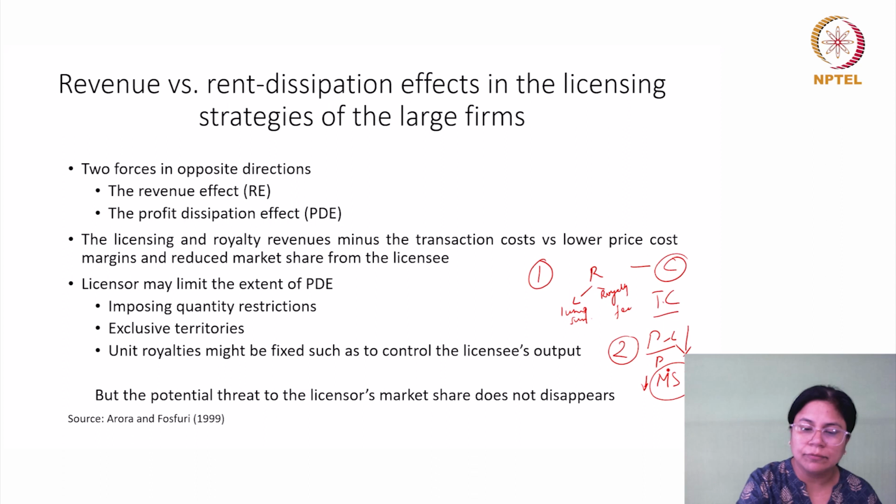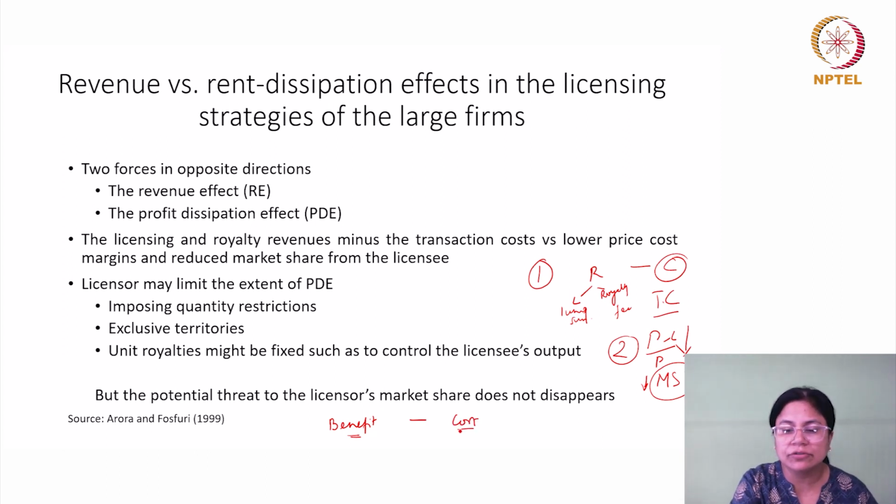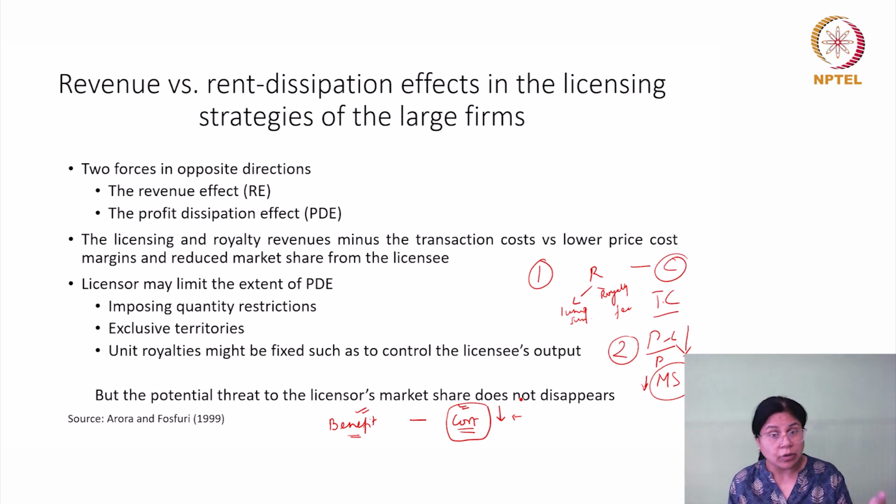So there is a benefit which will come from the first one. Please note, this benefit accounts for the different costs that will be incurred in the contractual process, and then there is a cost because of the reduction in the market share. So clearly a company would compute both of them and accordingly make the final decision. Licensing activity will be supported if we see that these costs are going to be very minimal, or there are factors which reduce these costs. So the licensor may limit the extent of PDE; that is one option where specific action may be taken by the large firm.